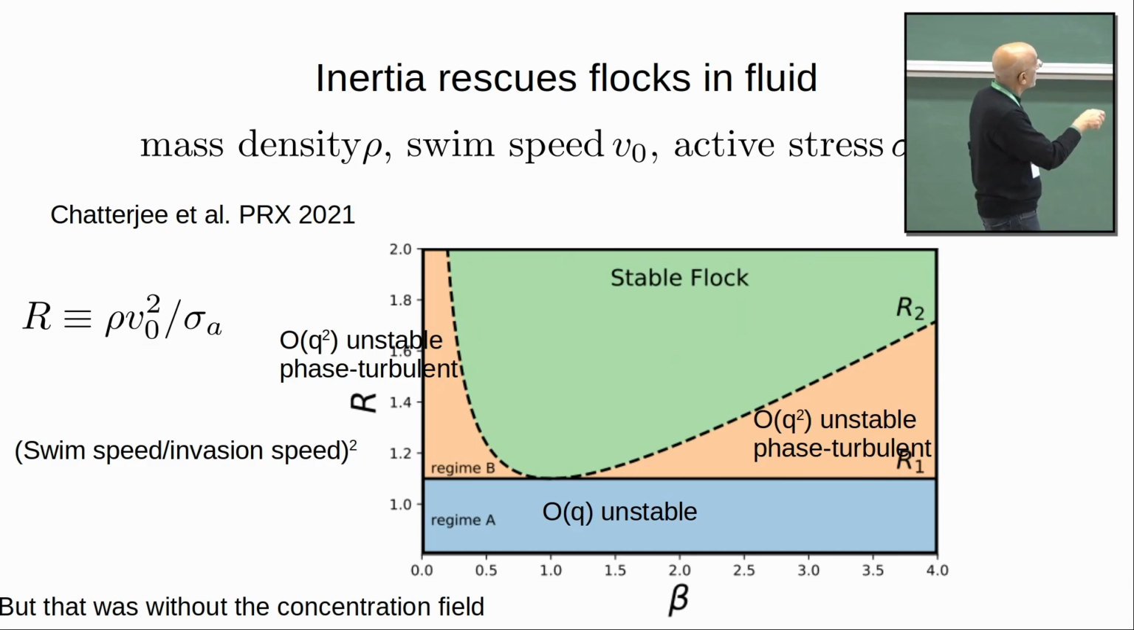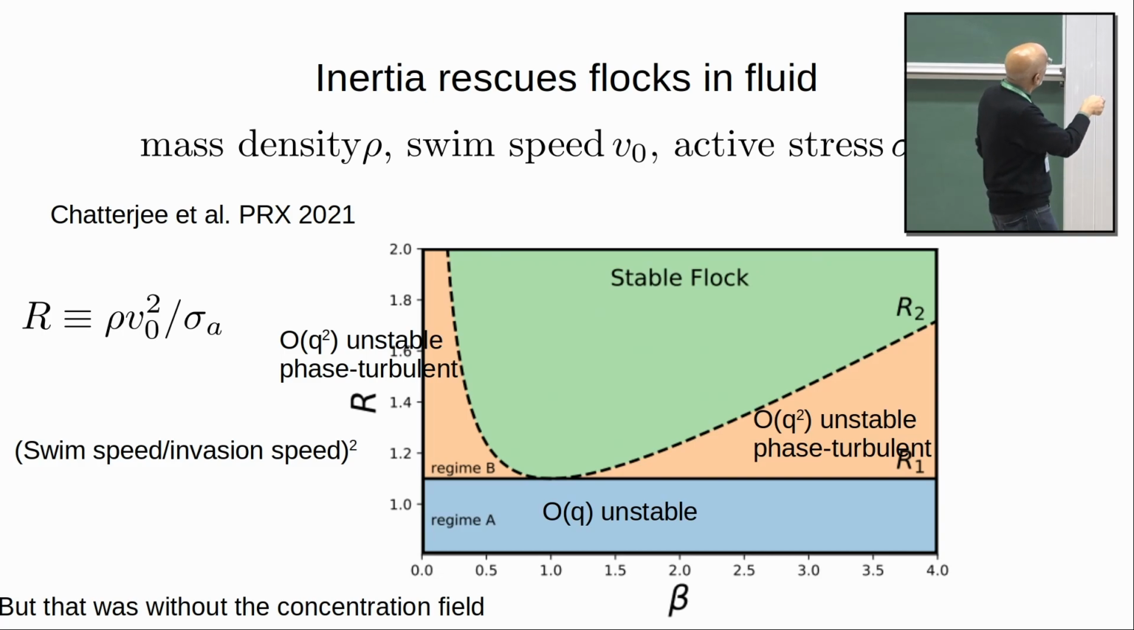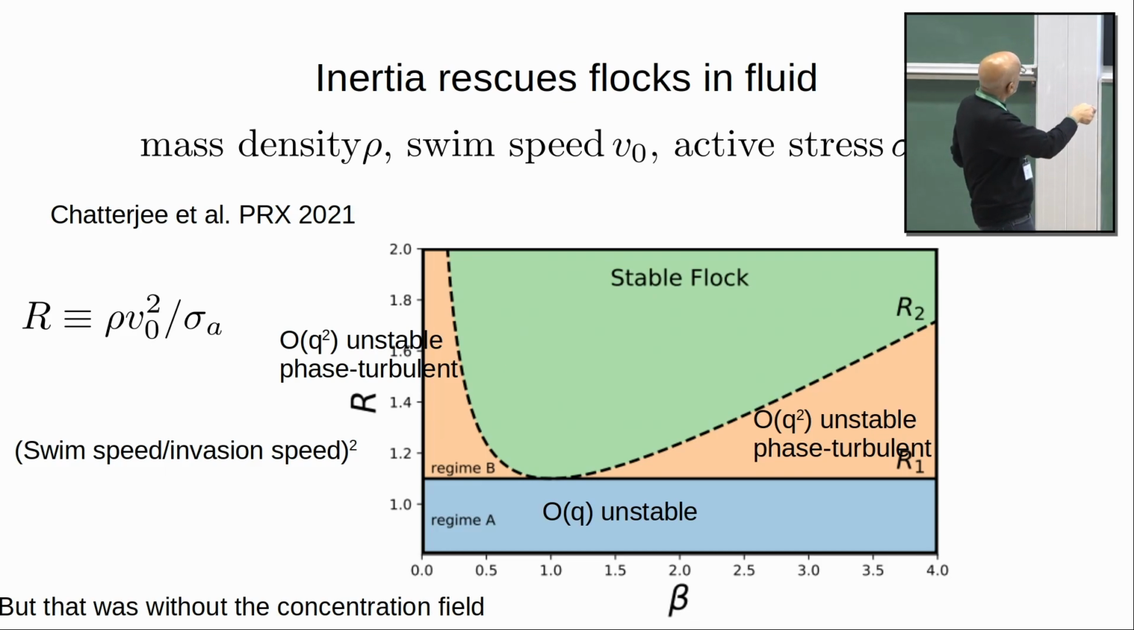You can think of it as a ratio of the self-propulsion speed squared to another speed, which is the characteristic active stress divided by the mass density. Stress over mass density is a squared velocity. V0 squared is a squared velocity. V0 tells you the swim speed, sigma A over rho, square root thereof, tells you the speed at which the instability that I talked about actually invades. So the fact that this parameter matters tells you about the possibility of outrunning the active instability, outswimming the active instability. Okay?